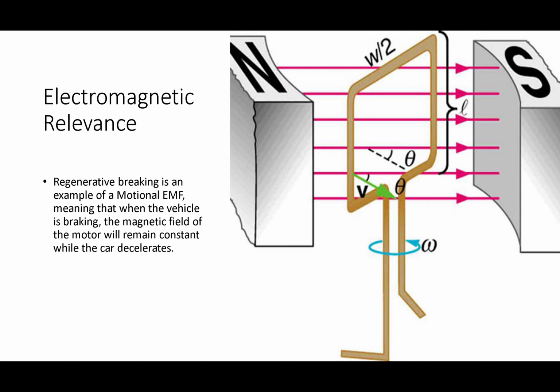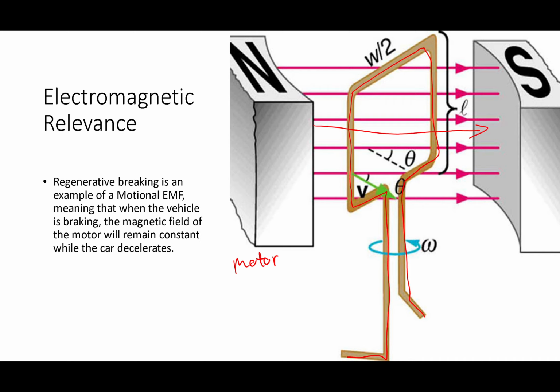So, the electromagnetic relevance of regenerative braking is that it is an example of a motional EMF. As you can see here, we're looking at the motor in here, by the way. When the accelerator is not being pressed, or if we're pressing on the brakes, the wheels are actually going to be spinning this loop. And this B field is going to be constant.